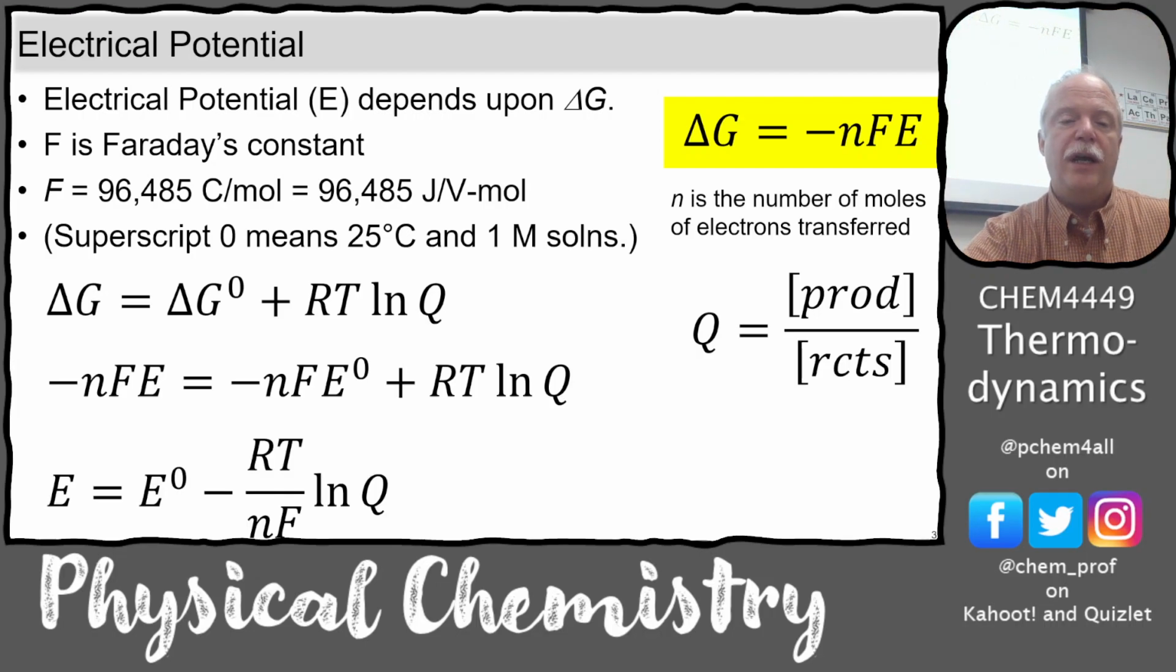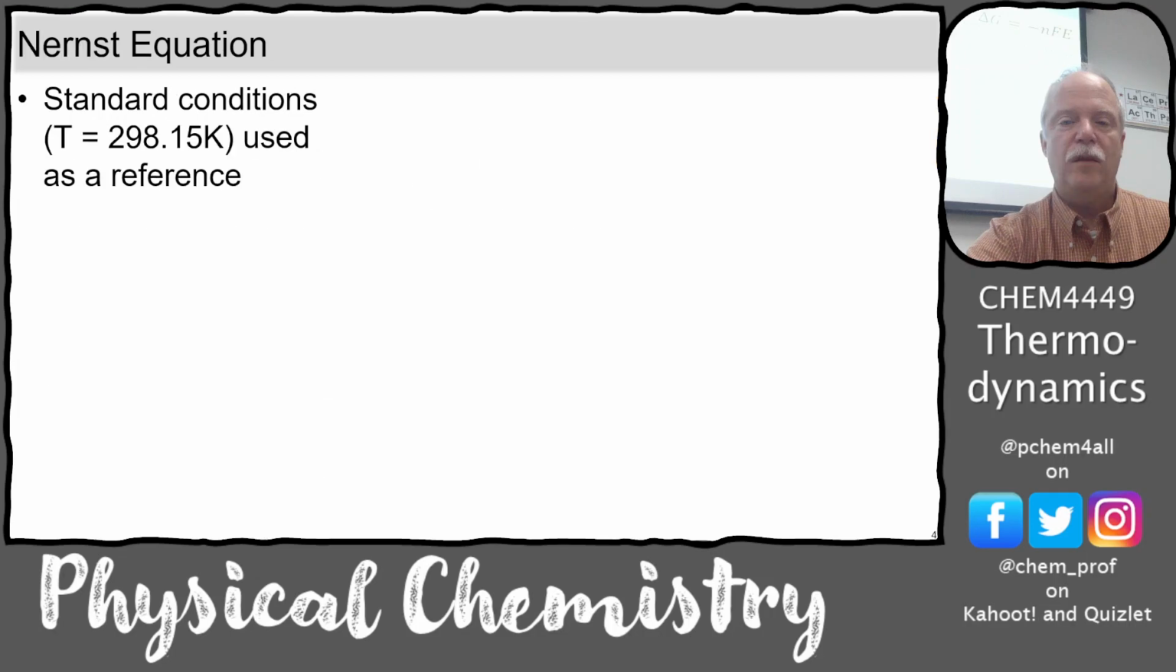And so we could rearrange, we could divide everything by nF, and we end up with this RT over nF ln Q. And you can see this as a correction. You have the standard cell potential and some correction term based on the actual concentrations of your various components, and that gives you the actual cell potential. So this is what you probably saw in freshman chemistry, the Nernst equation.